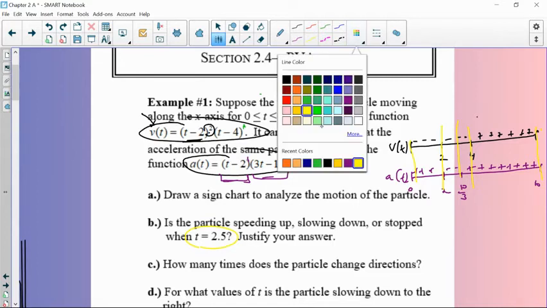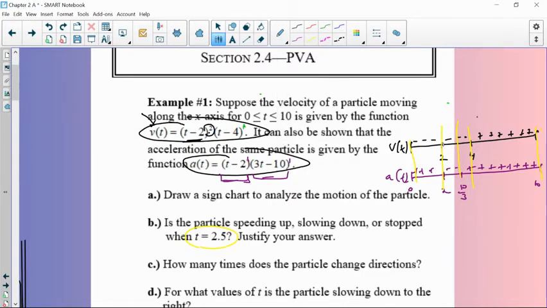So if I look at 2.5, 2.5 for velocity is right there in that negative region, and 2.5 for acceleration is right here also in a negative region. So since both a of 2.5 and v of 2.5 are negative, I know it's speeding up. And again, my justification, I could say both v of 2.5 and a of 2.5 are the same sign, and therefore we know it's speeding up to the left.